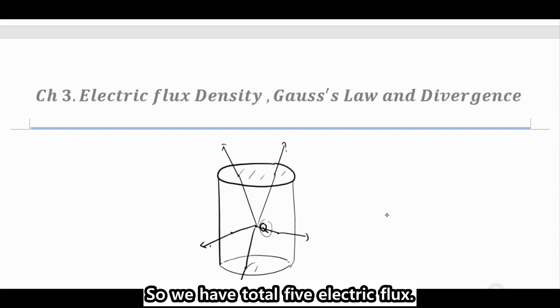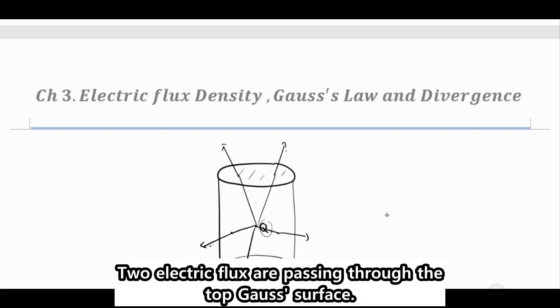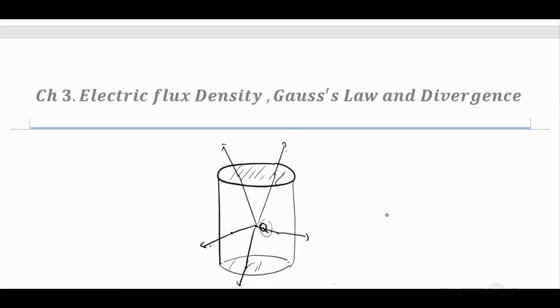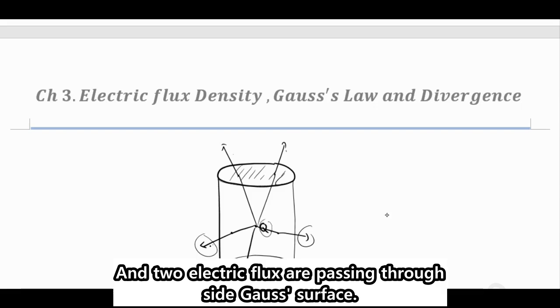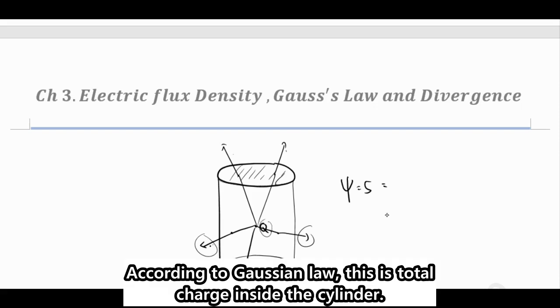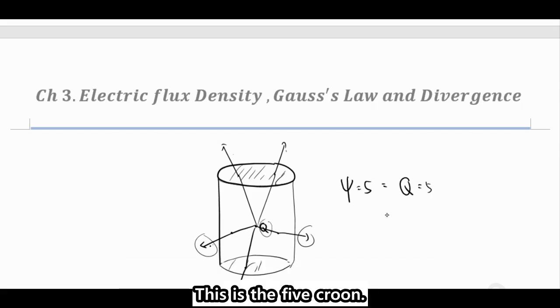Here we have total 5 electric flux lines. 2 are passing through the top Gaussian surface, 1 is passing through the bottom Gaussian surface, and 2 are passing through the side Gaussian surface. The total electric flux is 5. According to Gauss's law, this is the total charge inside the cylinder. This is 5 coulomb. This is Gauss's law.